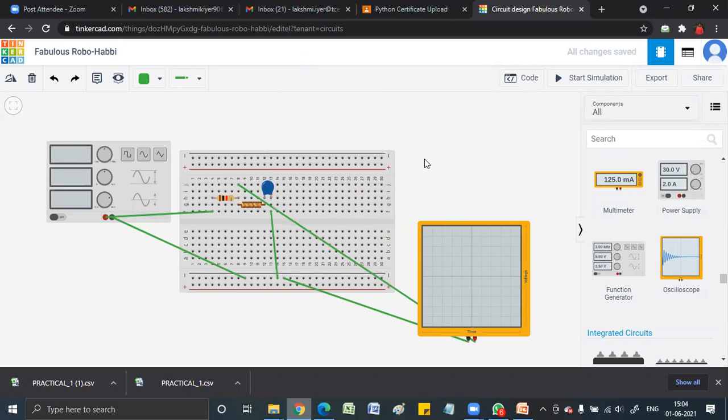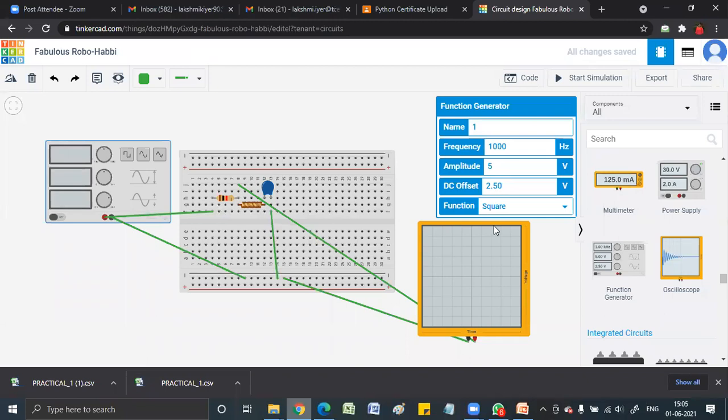Now what we are going to do is, if I click on the function generator, it throws a few parameters. What are those parameters? Frequency, amplitude, these are the two main parameters of the AC signal. DC offset is nothing but the shift, the reference, the shifting of your AC signal. Suppose I draw a sine wave like this.